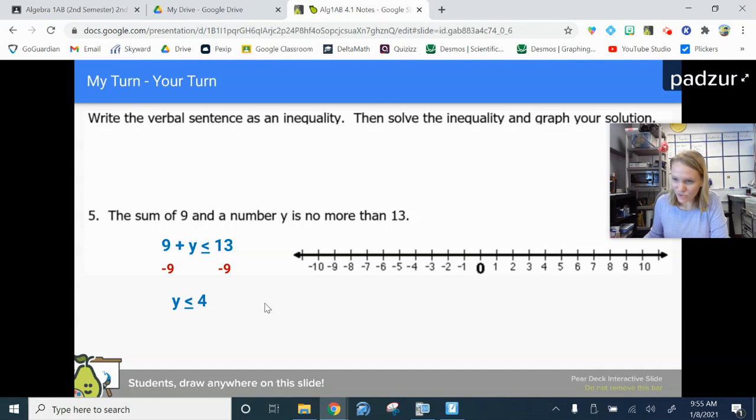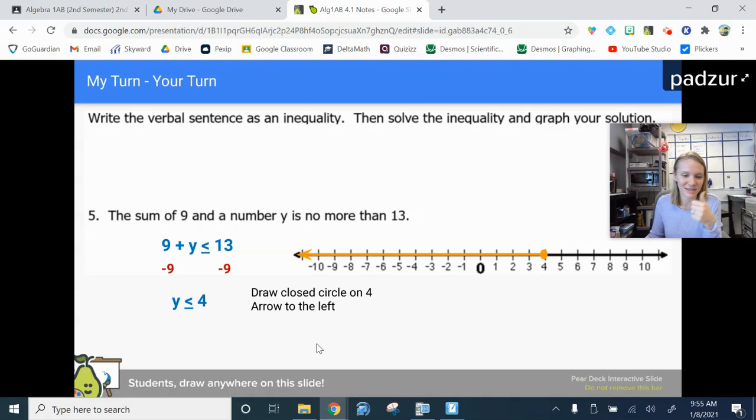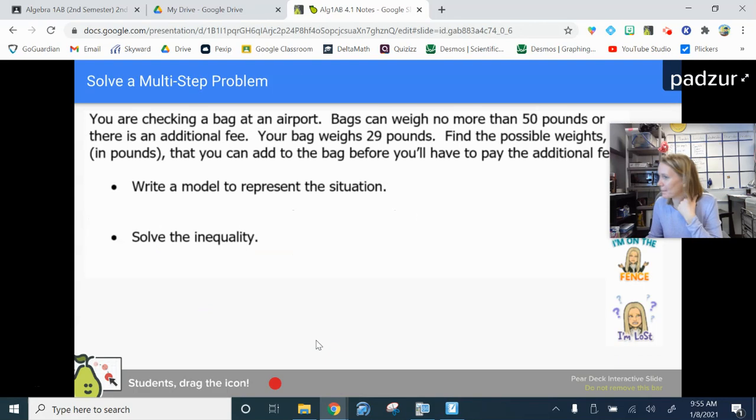Okay, the next two are interactive, but they're just a drag and drop kind of thing. It might already have all the answers there. I'm not sure, so we'll find out. Oh, I didn't finish this one. Draw a closed circle and an arrow to the left. That's because it's an equal to, so it's a closed circle, and it's to the left because it's a less than.